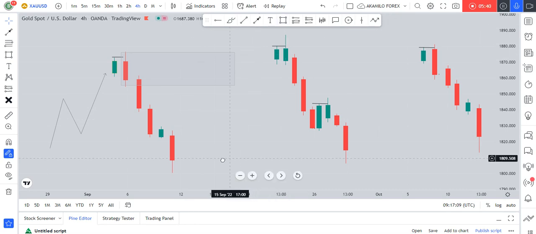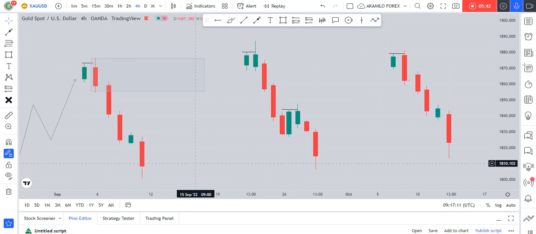So let's move into the next. You can see in the next one, this was a green candle, and we have another green candle. This candle was the last green candle before this bearish move. So we have two types of order block here. Here we have an order block.